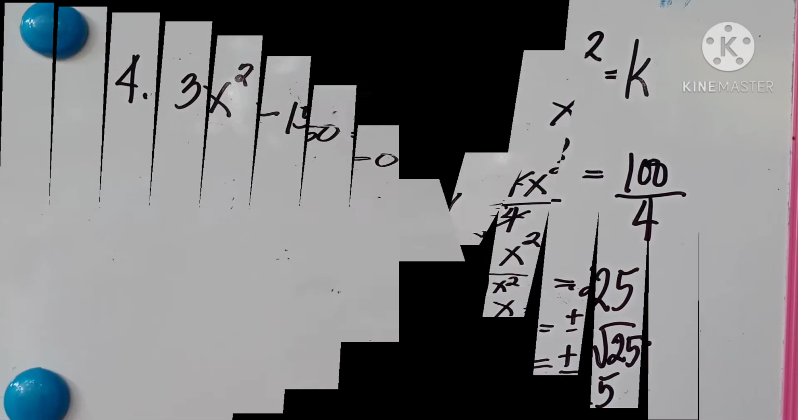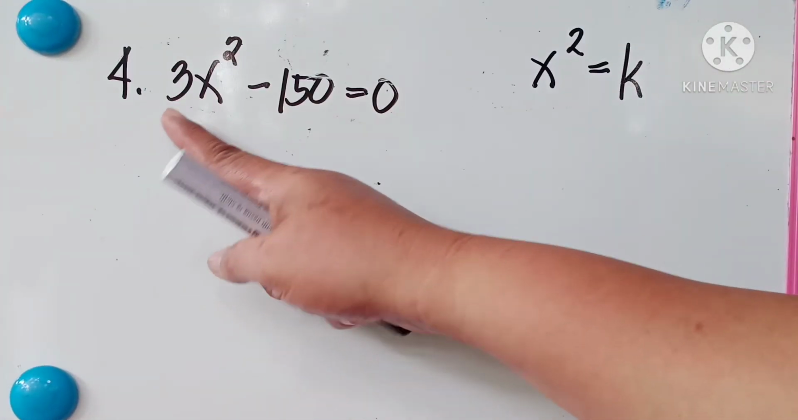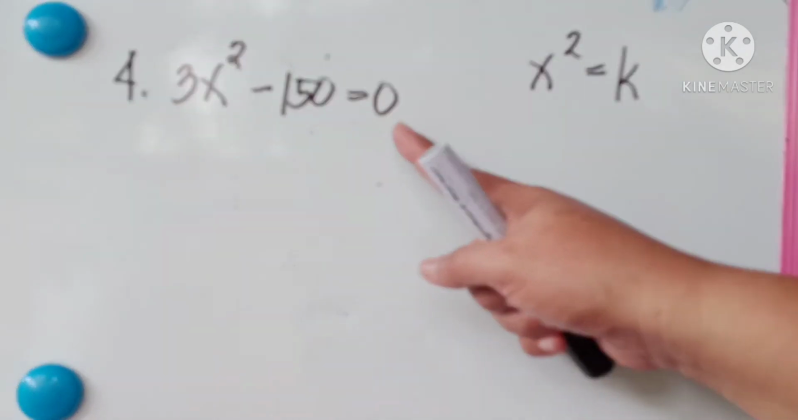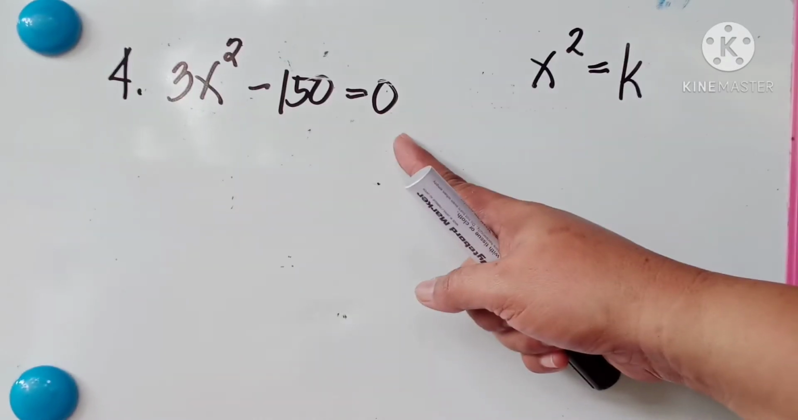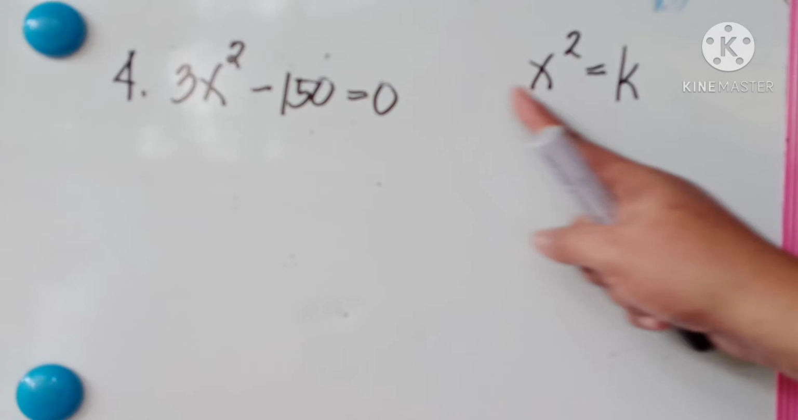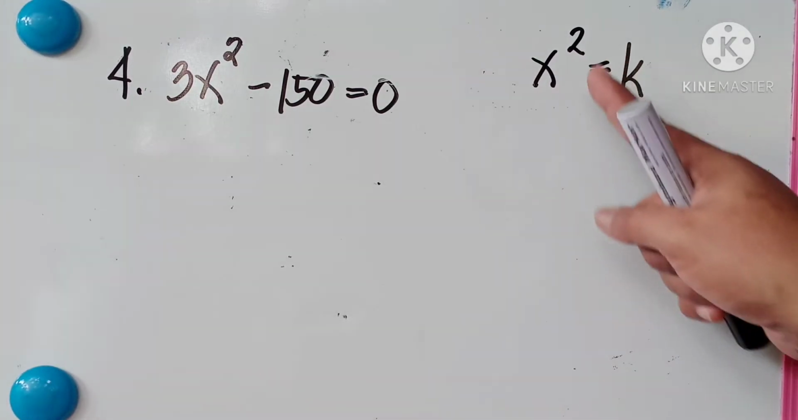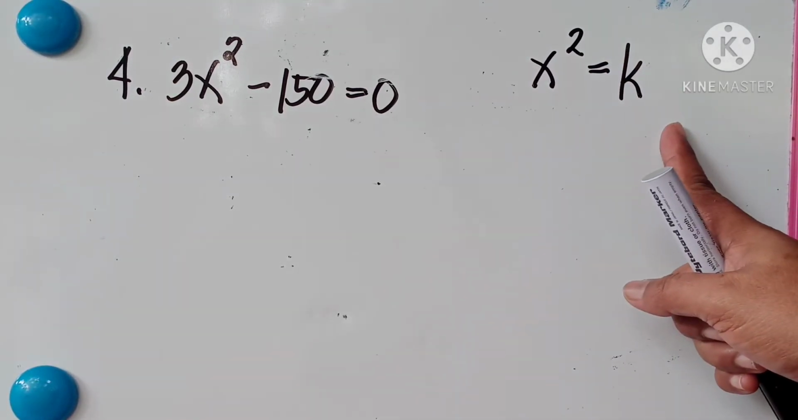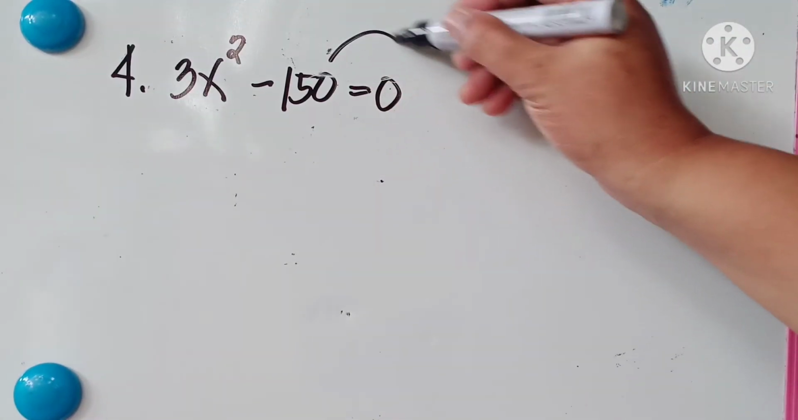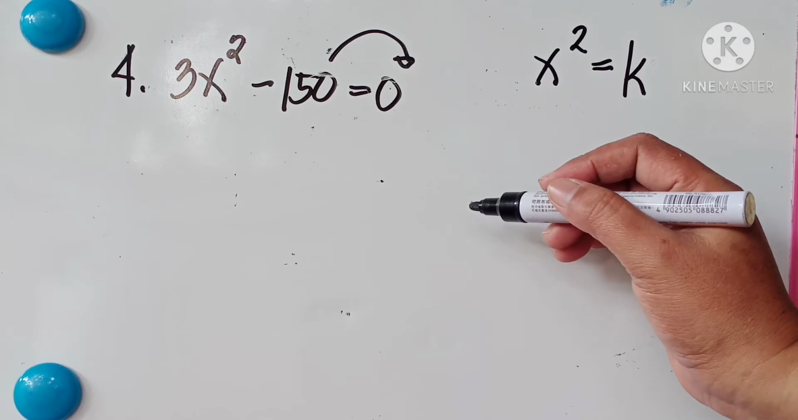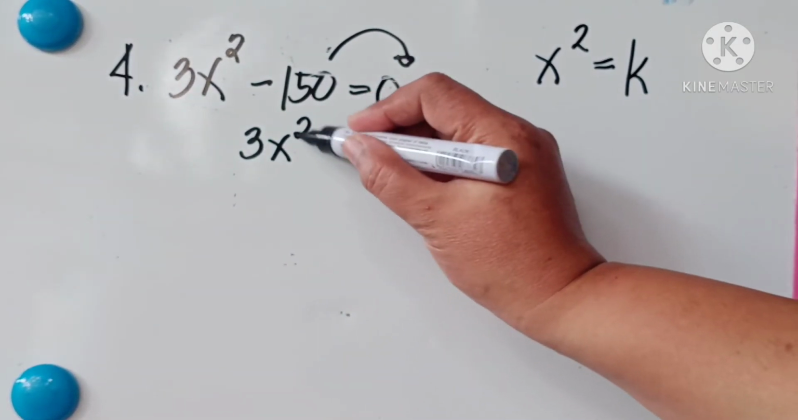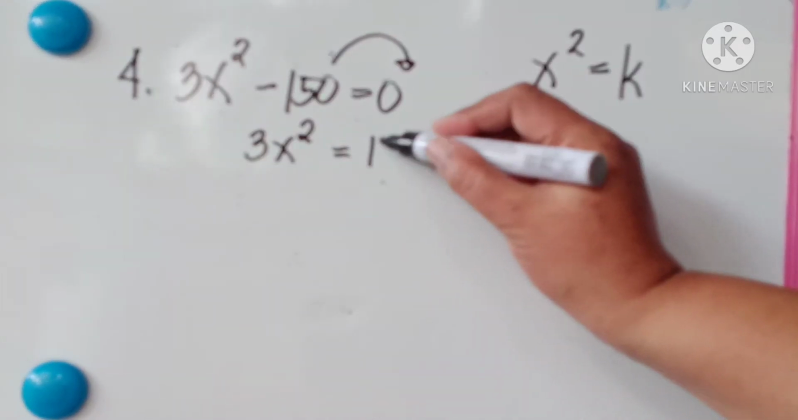Okay? Our fourth example is the equation 3x squared minus 150 equal to 0. So, ang unang gagawin is to rewrite this equation in the form x squared equal to k. So, ang gagawin lang natin is ilipat si 150 sa right side of the equation. So, we have now 3x squared then equal to 150.